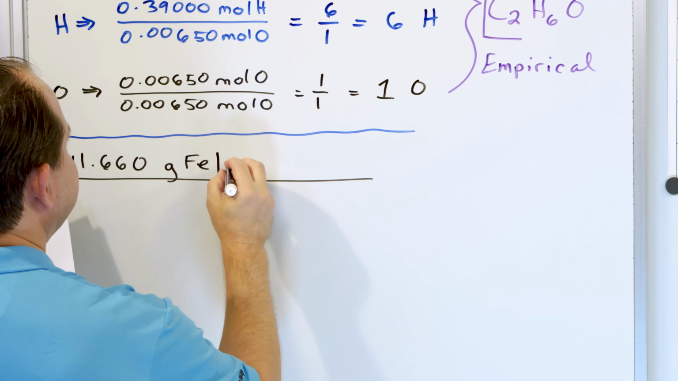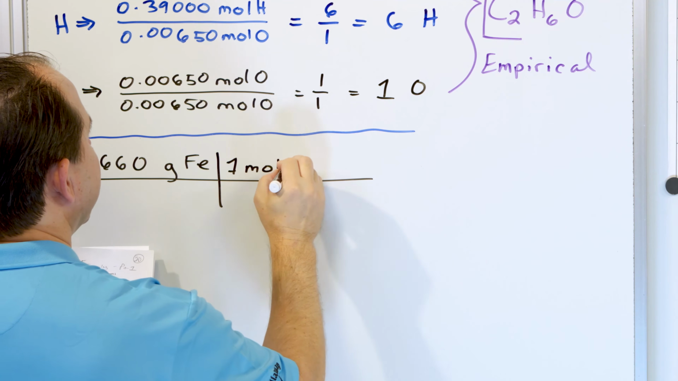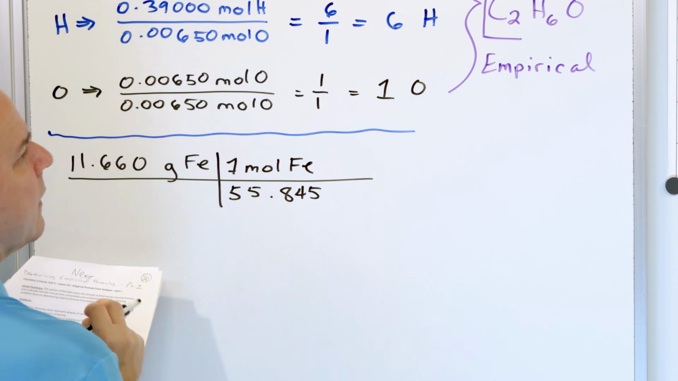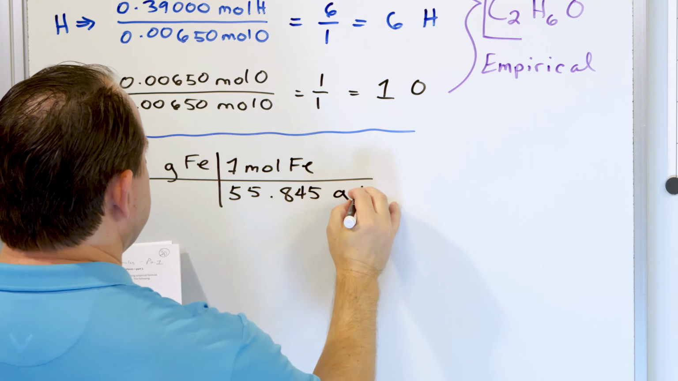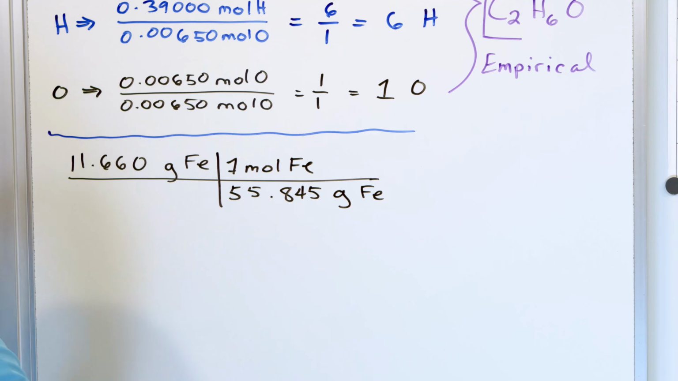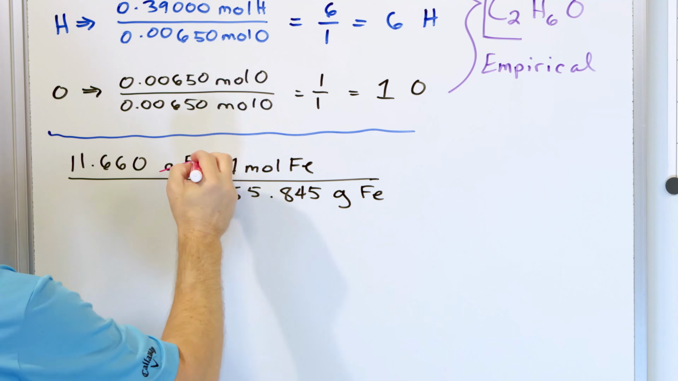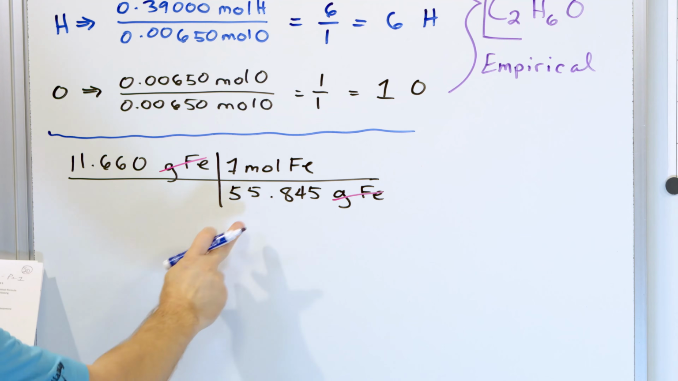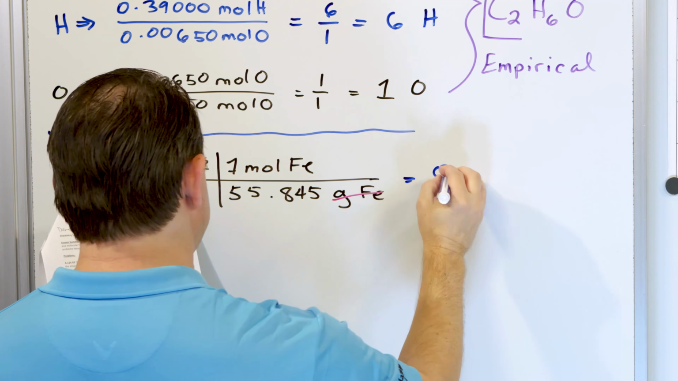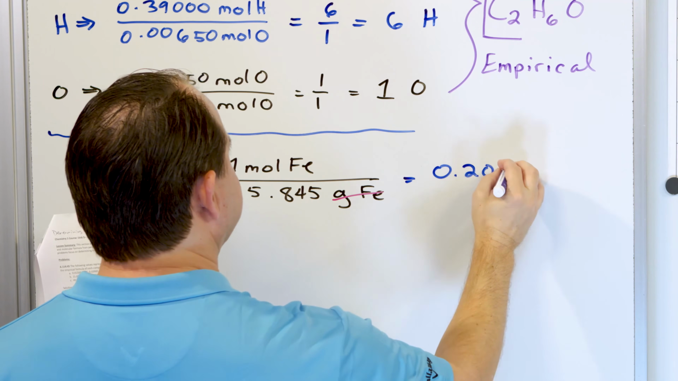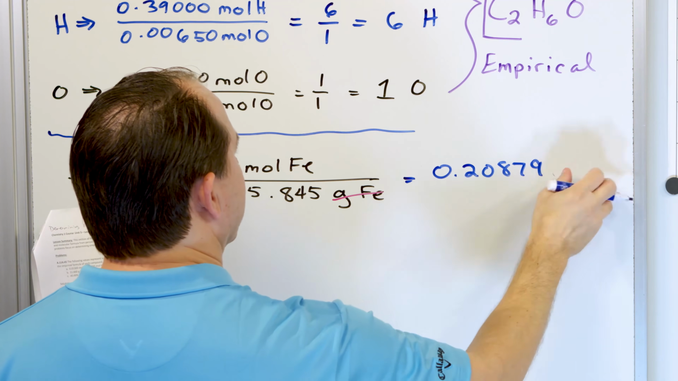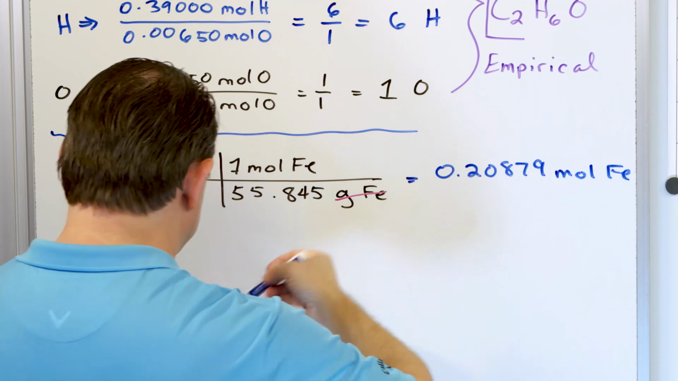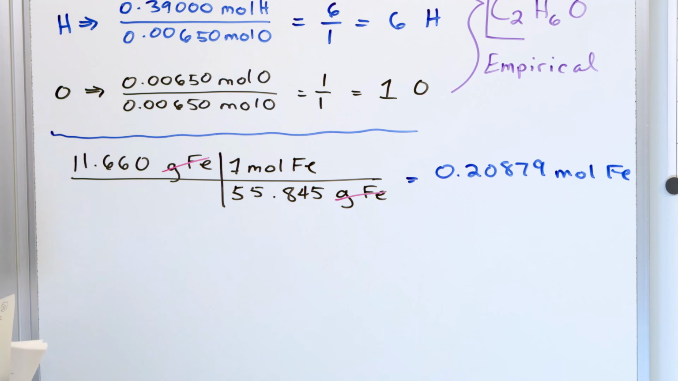So what I do over here is I say that 1 mole of iron is 55.845, and I'm just using a little more accurate number, grams of iron. So that's grams per mole. And I arranged it this way so that I can cancel grams with grams. So if I take 11.660 and divide by its molar mass, what I get is 0.20879 moles of iron.